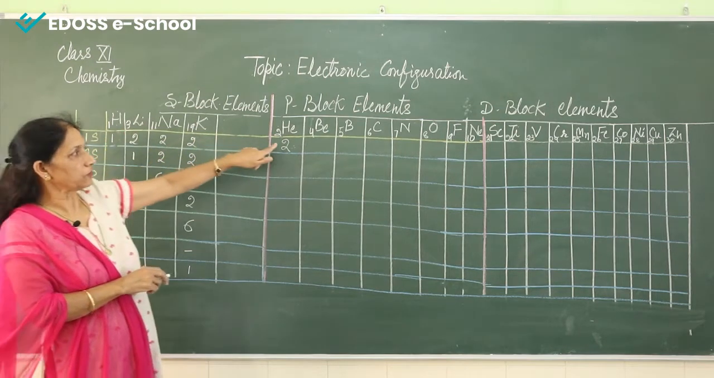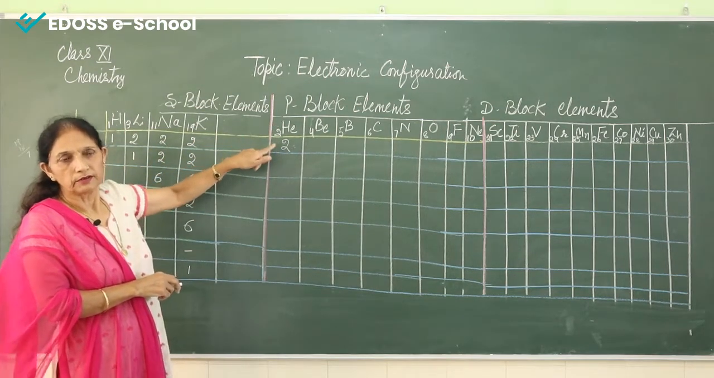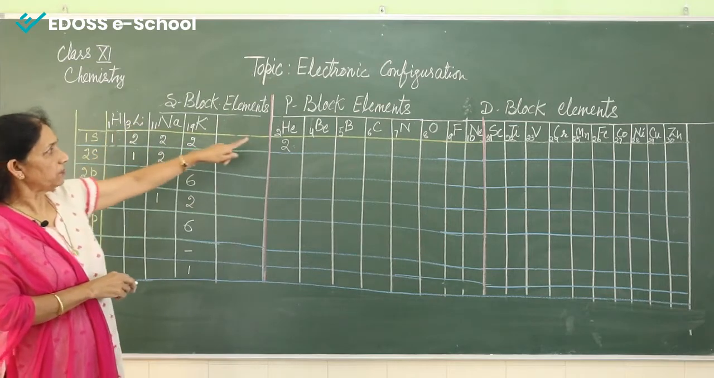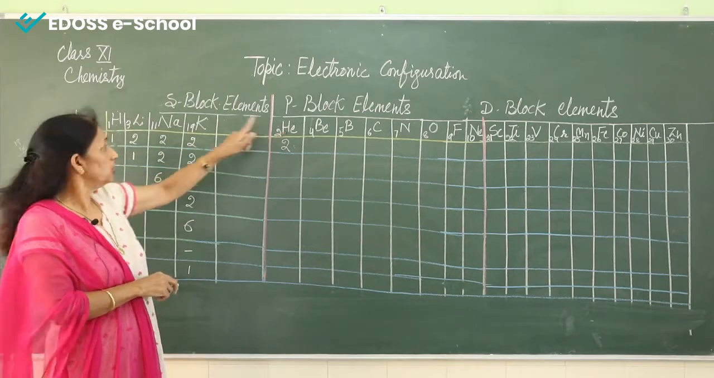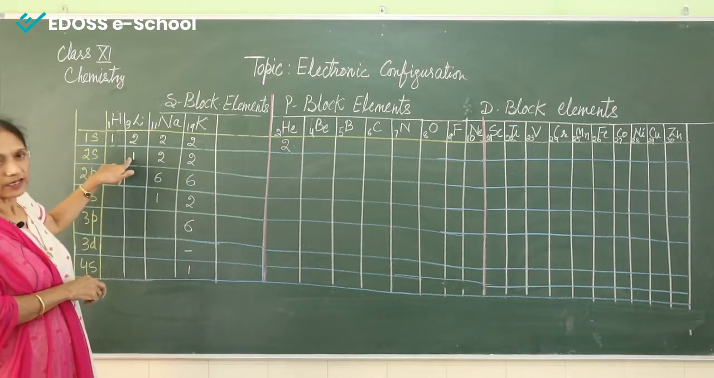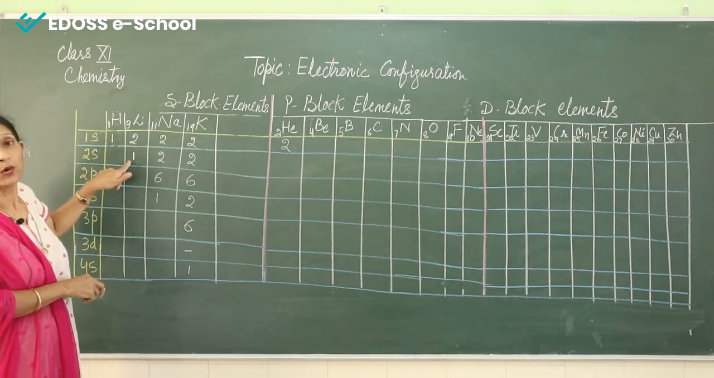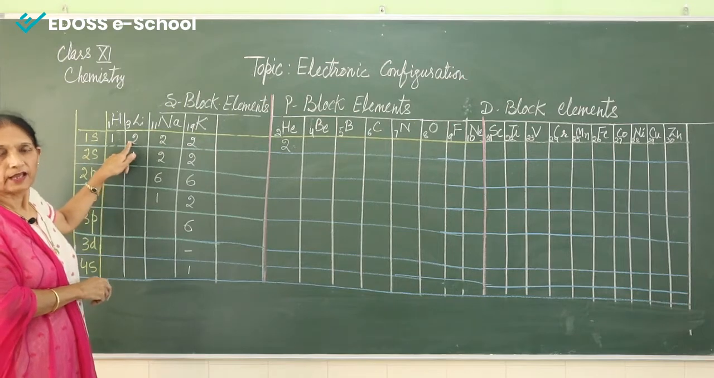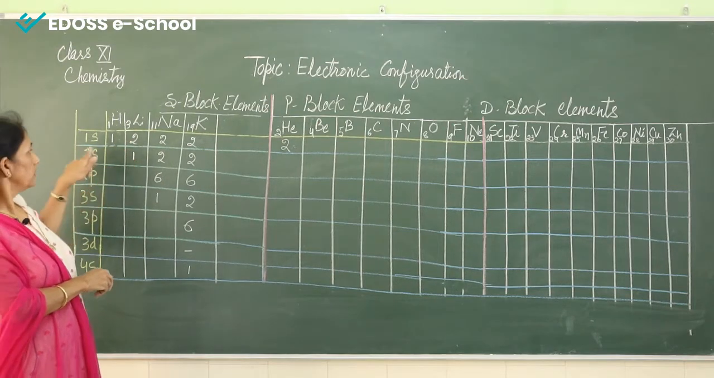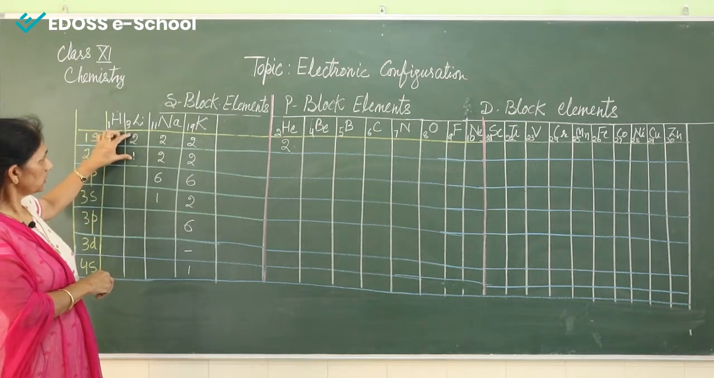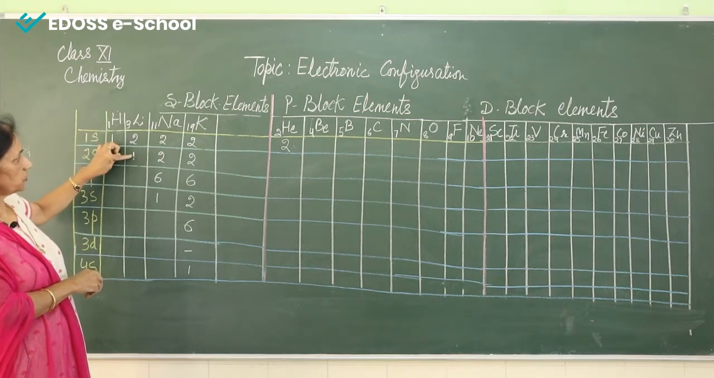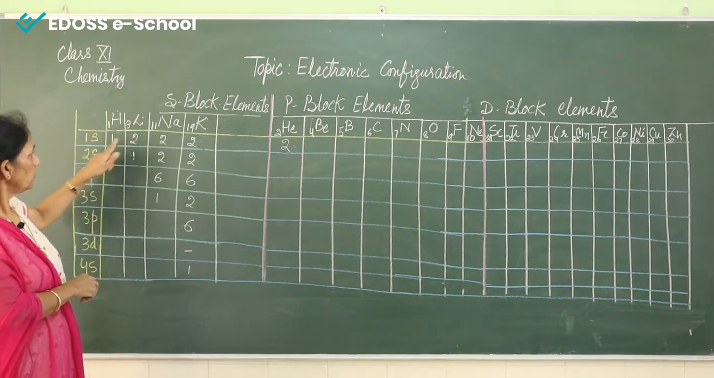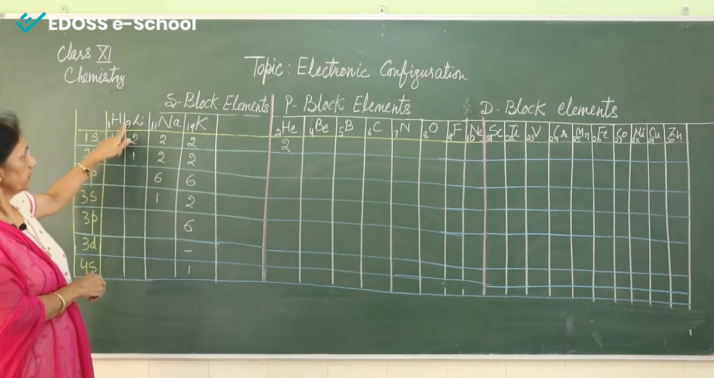Now if we are talking about lithium, the atomic number of lithium is 3. Lithium is having one more electron than helium. So this added electron will move in 2s. So 2 electrons in 1s and 1 electron in 2s. The 3 electrons are distributed as 1s2, 2s1.